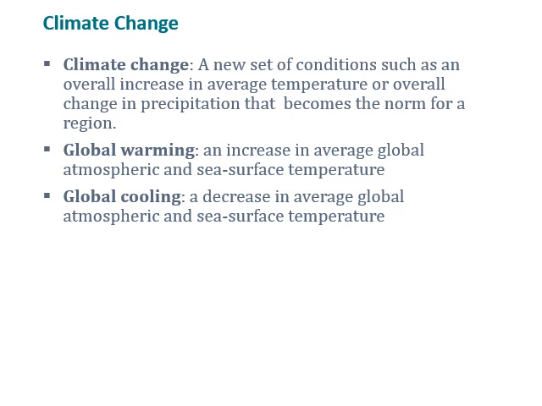Global warming is an increase in average global atmospheric and sea surface temperatures, whereas global cooling describes a decrease in average global atmospheric and sea surface temperatures. The key here is that it's both atmospheric and sea surface temperatures that are changing.